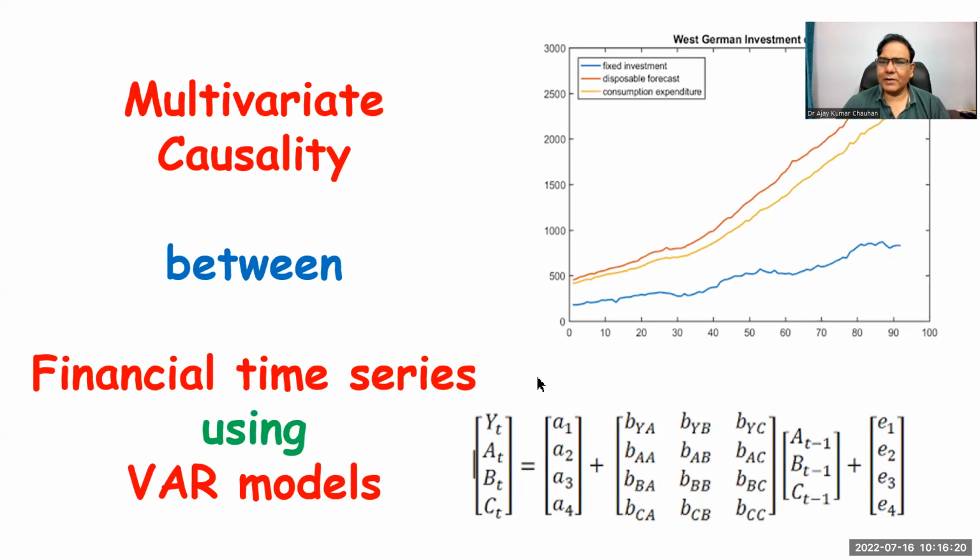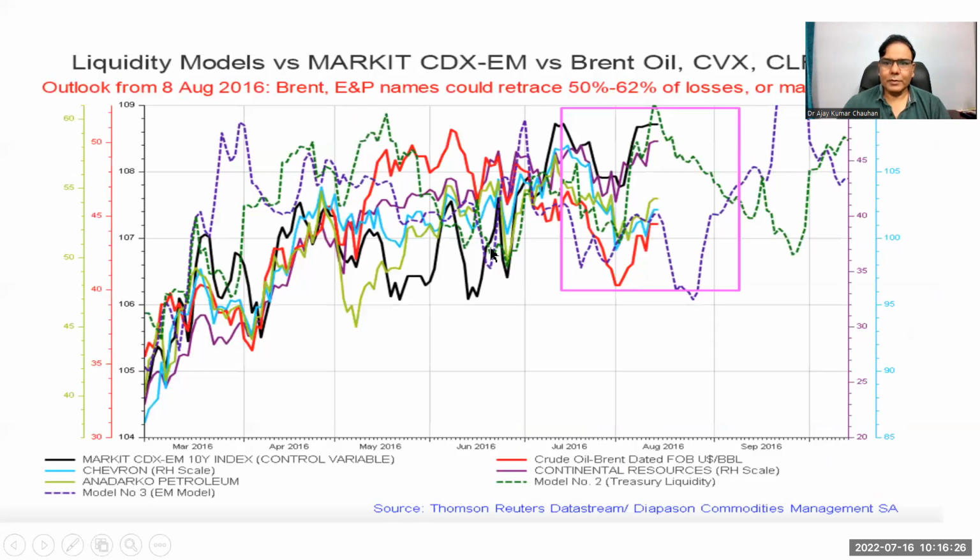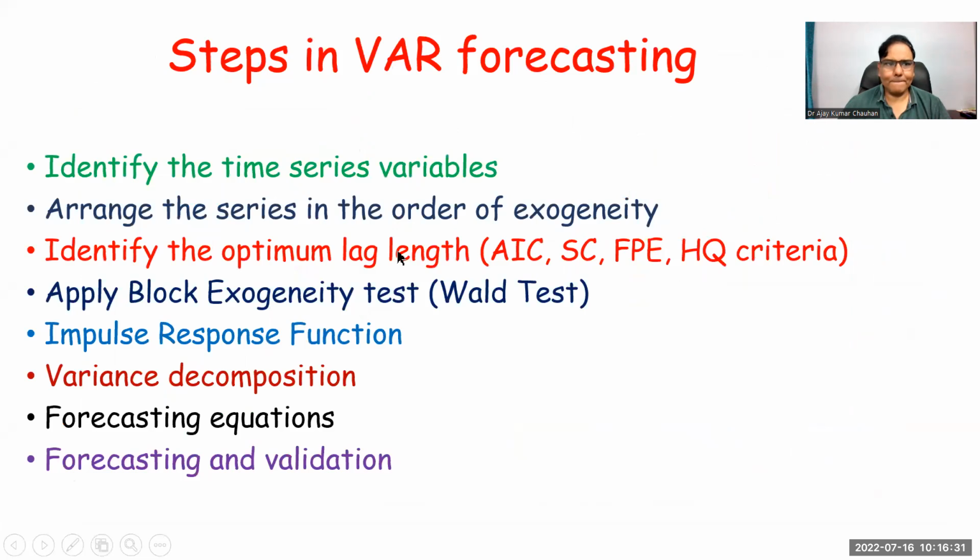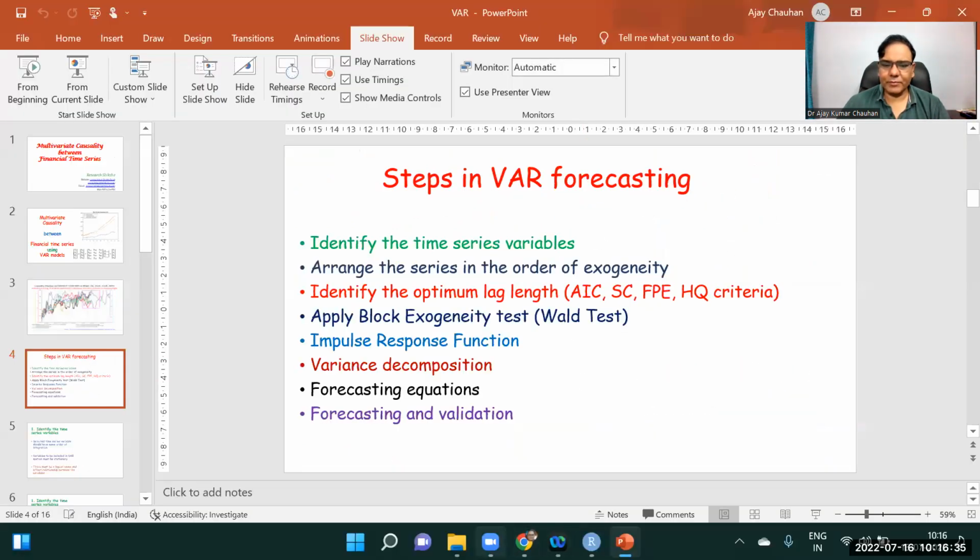So this system, first of all, I will explain the system, then we will move to the next slide. So multivariate causality can be plotted like this. Okay. Before moving to the steps, let me explain one more thing.